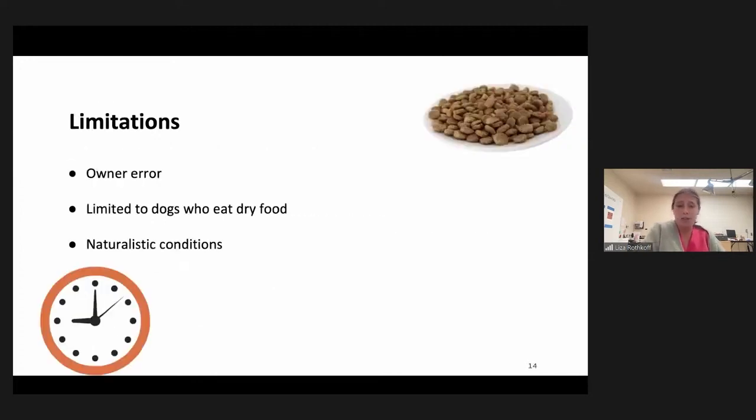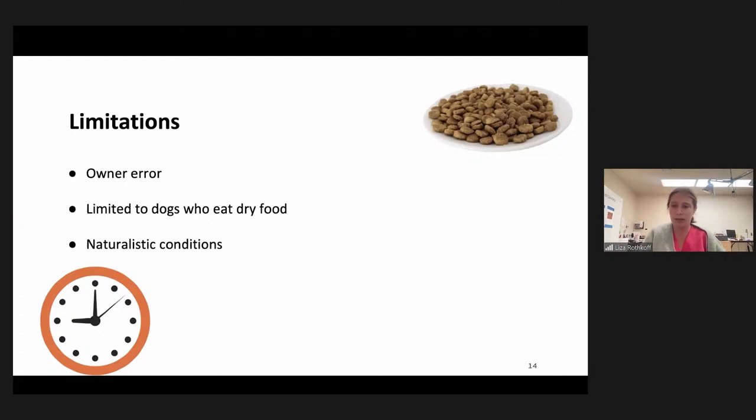So for our limitations, we did have owner error because the sessions were conducted at the owners' homes. We did find that there was owner error, and the owners did make some mistakes, which we tried to mitigate as much as possible. But we did tell the owners that if there were any glaring mistakes, they should redo sessions. So we don't expect that this should have had too much of an effect on our data set.